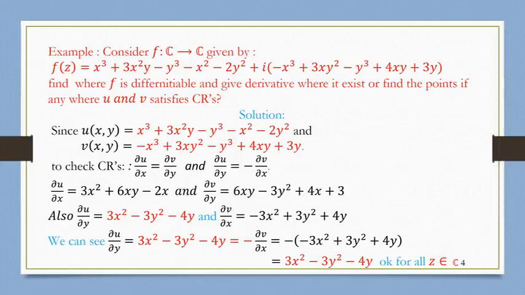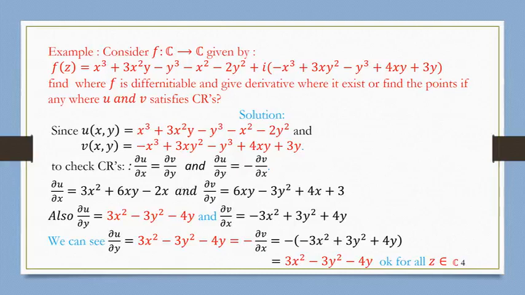Also, for the second condition in the Cauchy-Riemann equations, we get del u over del y and del v over del x. So we get del u over del y equals 3x squared minus 3y squared minus 4y, and del v over del x is equal to minus 3x squared plus 3y squared plus 4y. So applying the result for del u over del y, we get this result, 3x squared minus 3y squared minus 4y. So this is satisfied for all z belonging to C.